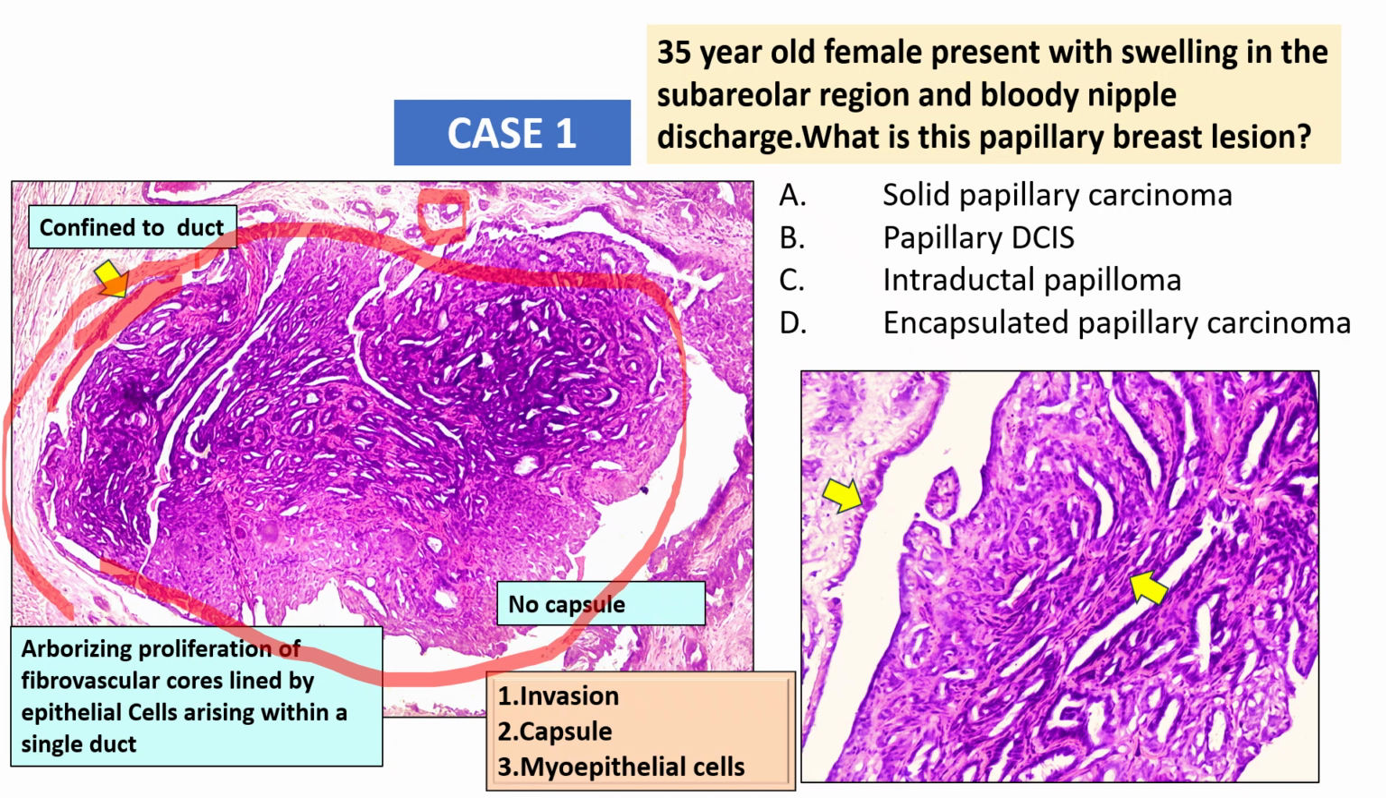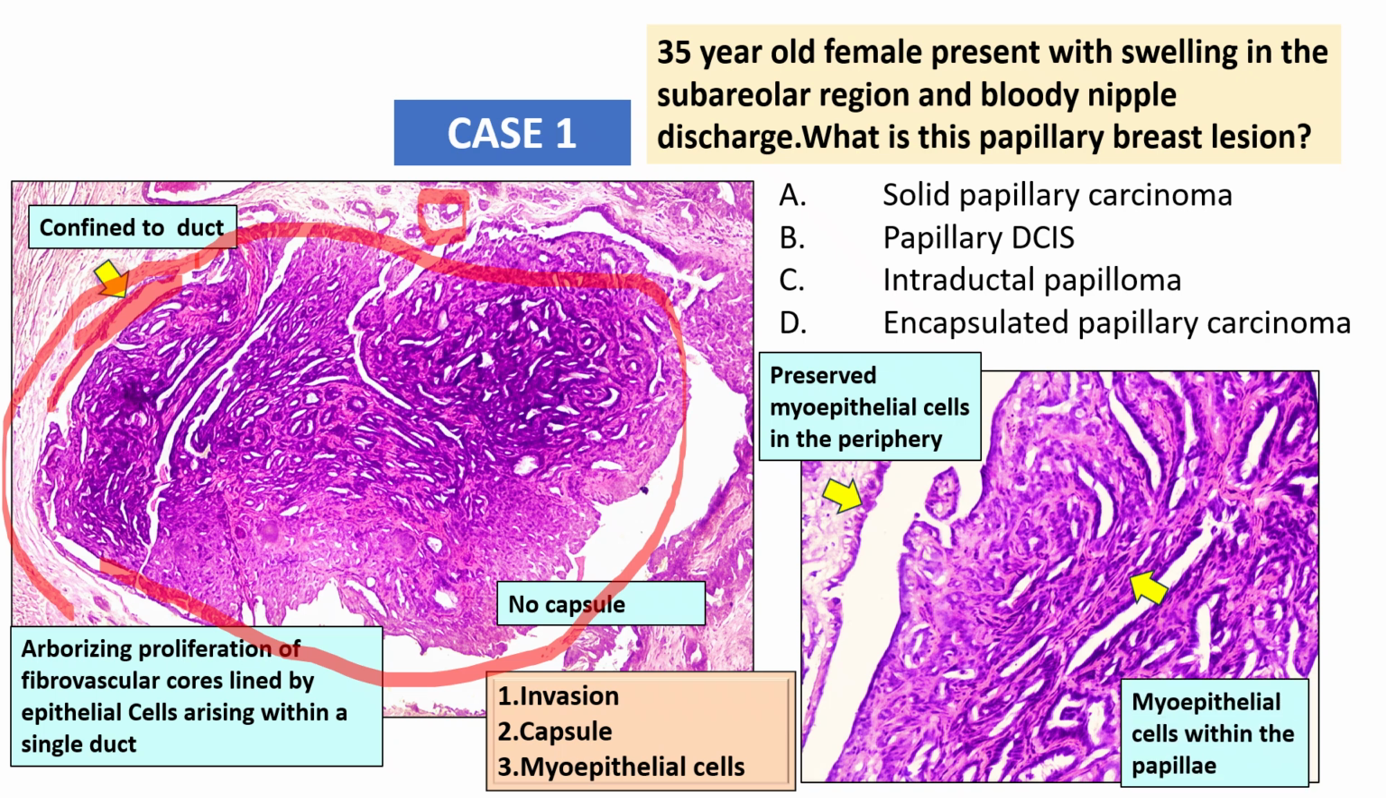Next is myoepithelial cells. You should look for the myoepithelial cells present in the center and also at the periphery. The arrows shown here are indicating the myoepithelial cells in the papillae and myoepithelial cells in the periphery. These flat cells here, here, here, all these are nothing but the myoepithelial cells. So myoepithelial cells are preserved in the periphery as well as in the center.